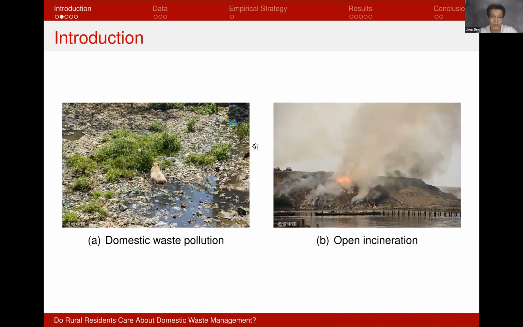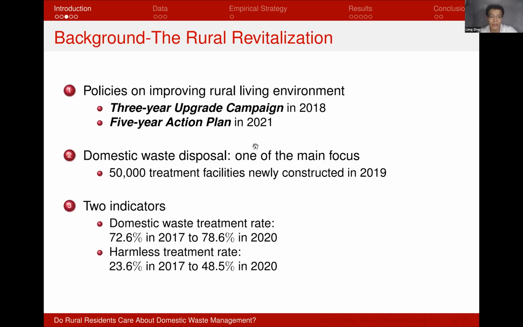From the picture, we can see the serious pollution of rural household waste and some primitive treatment facilities, such as open incineration. In 2018, the Chinese government put forward a 3-year campaign for rural living environmental improvement, which successfully concluded in 2020, followed by a new 5-year action plan in 2021. Among this action plan, domestic waste treatment has always been the key direction of rural living environmental work. In recent years, with the vigorous construction of treatment facilities, both the rate of domestic waste treatment and the rate of harmless treatment have greatly improved, but this is far from enough.